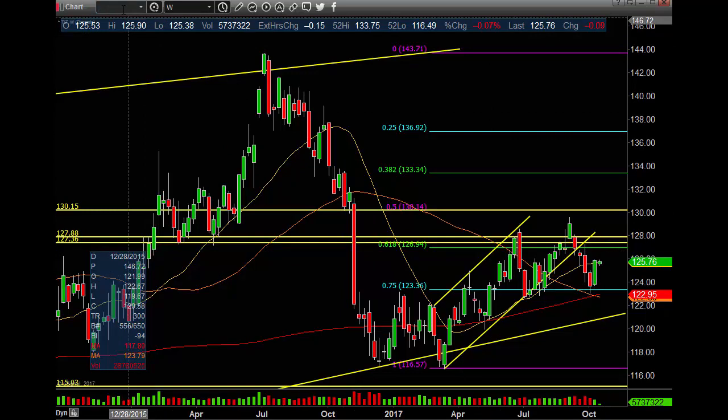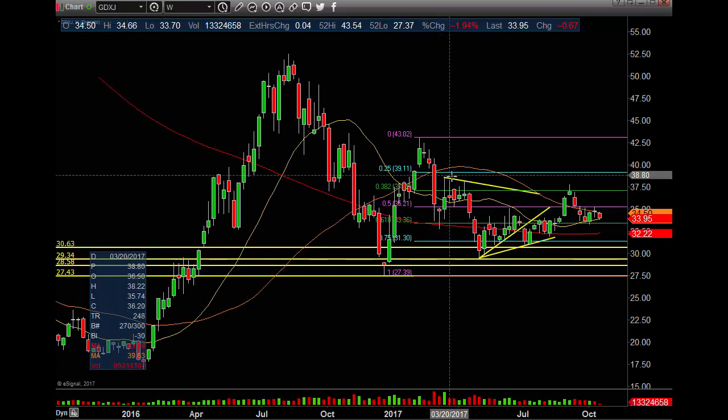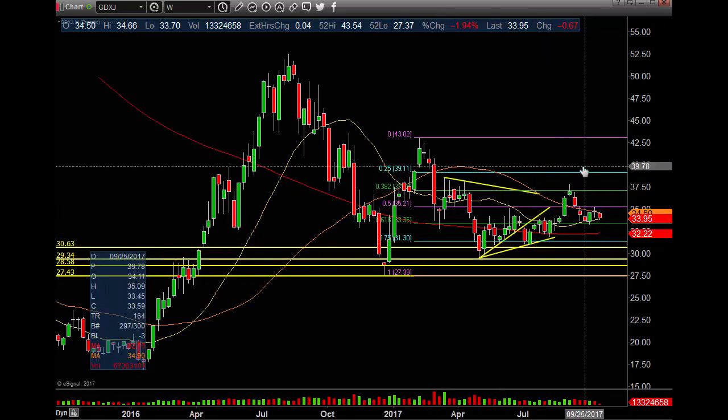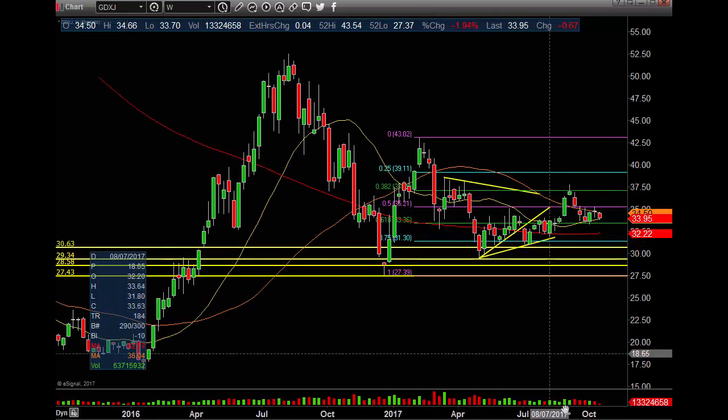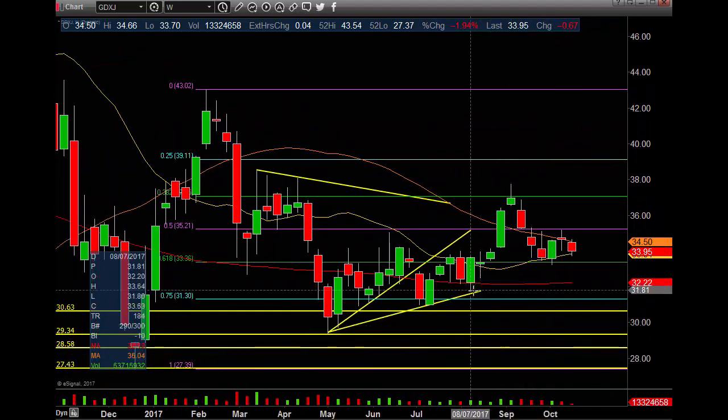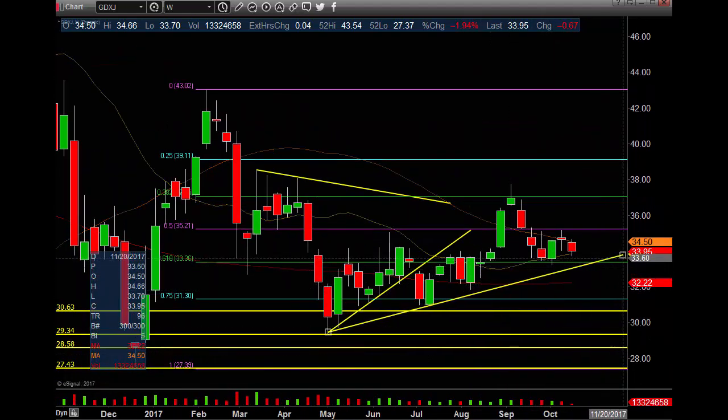All right, GDXJ, or you could follow the JNUG, but this one controls the JNUG. So let's get into this one. I haven't done this in a while. I started getting emails again, so I thought I'd throw this one in today. So here's your area. We've talked about this pattern before.